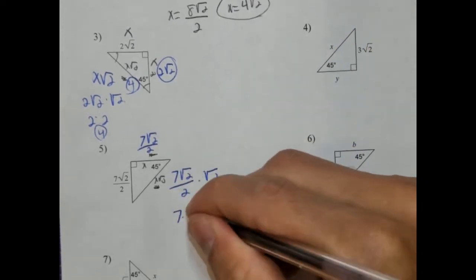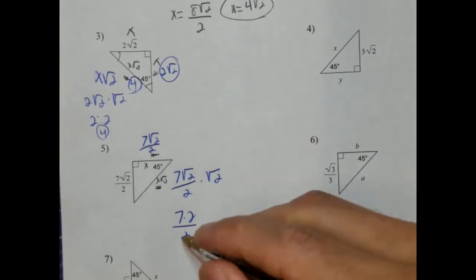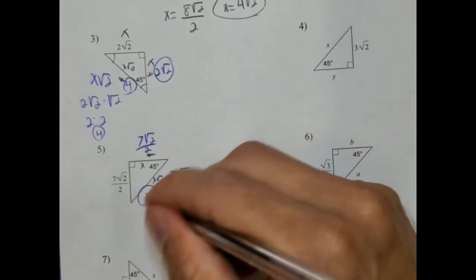So this will be 7 times 2 on the top, because these become 2. We still have a 2 on the bottom. These 2's will cancel. It's 7. So our hypotenuse is 7. Okay?